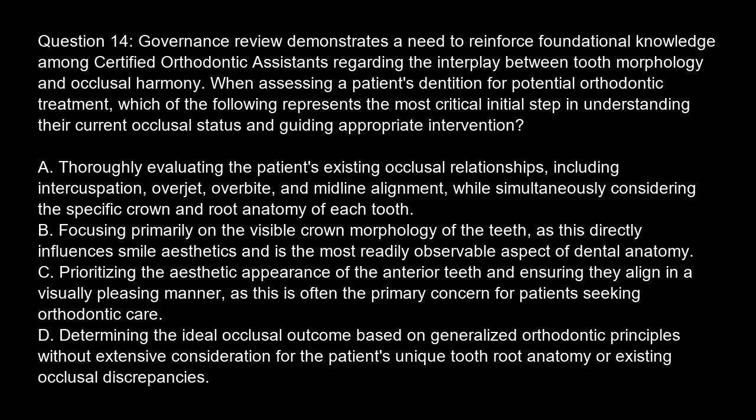Option A. Thoroughly evaluating the patient's existing occlusal relationships, including intercuspation, overjet, overbite, and midline alignment, while simultaneously considering the specific crown and root anatomy of each tooth. Option B. Focusing primarily on the visible crown morphology of the teeth, as this directly influences smile aesthetics and is the most readily observable aspect of dental anatomy.